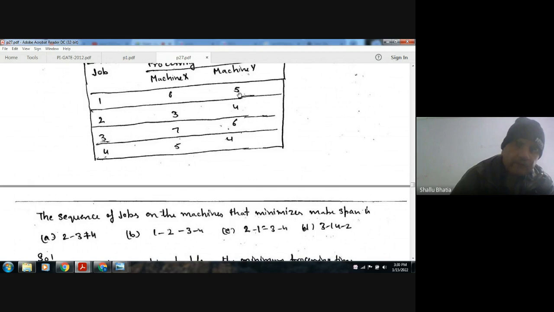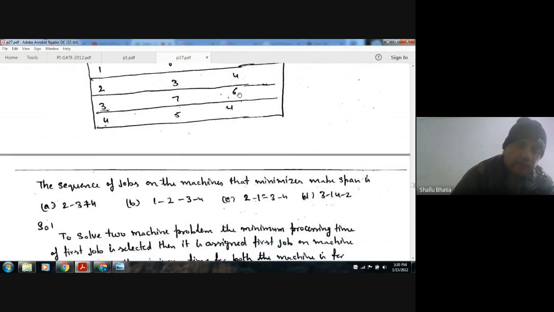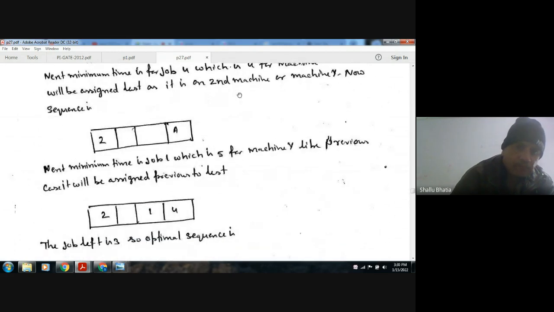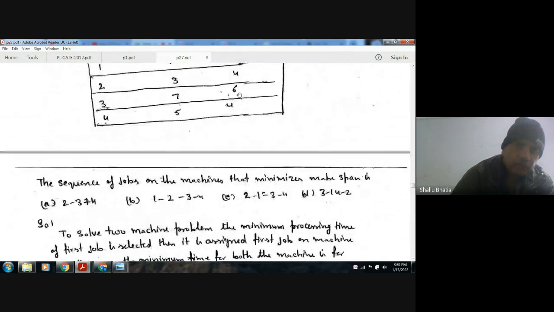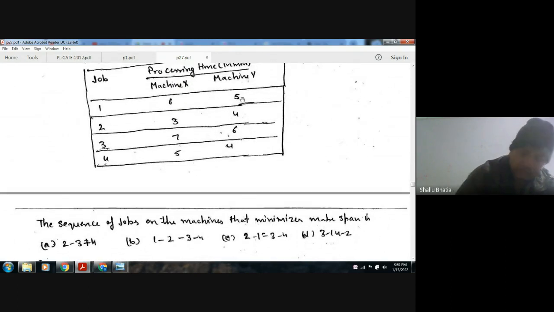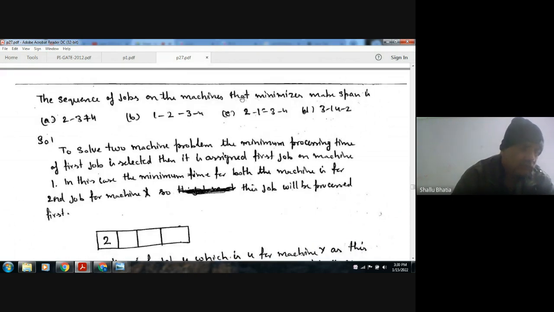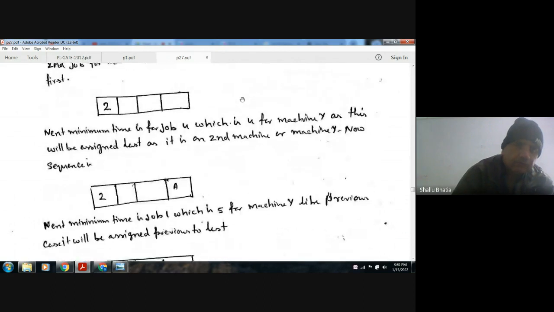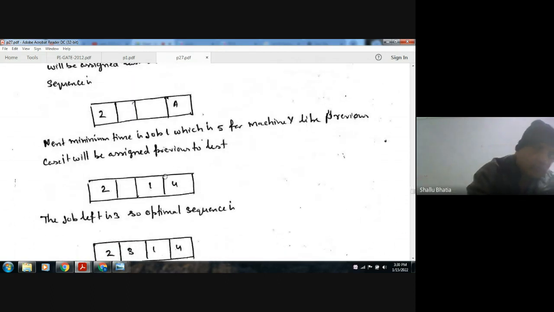Or we can say the next minimum time is five. Okay. And it is on the second machine, or machine Y. So this will be assigned just before last. Okay. Last is your fourth, so this will be assigned here. As it is on the second machine, we'll start from here. As when it is on the first machine, we'll do it in this way.